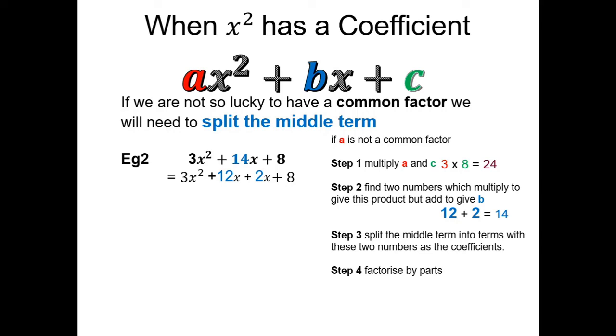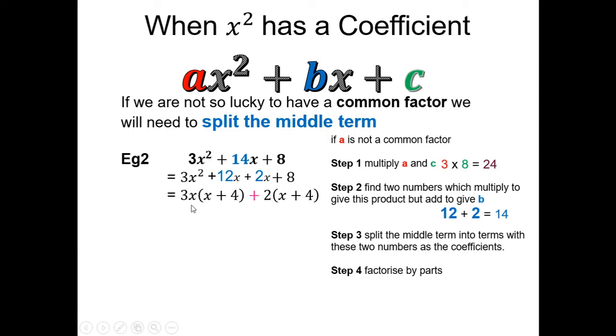Next step, factorize by parts. Look at the first two terms and see what the common factor is, and look at the last two terms and see what the common factor is. In the first two terms, I see that I can divide them both by 3, but I could also divide them both by x. So 3x is my common factor. For my last two terms, I can see that I can divide them both by 2. Not 2x, because 8 doesn't have an x, but just by 2. Okay? So there we go.